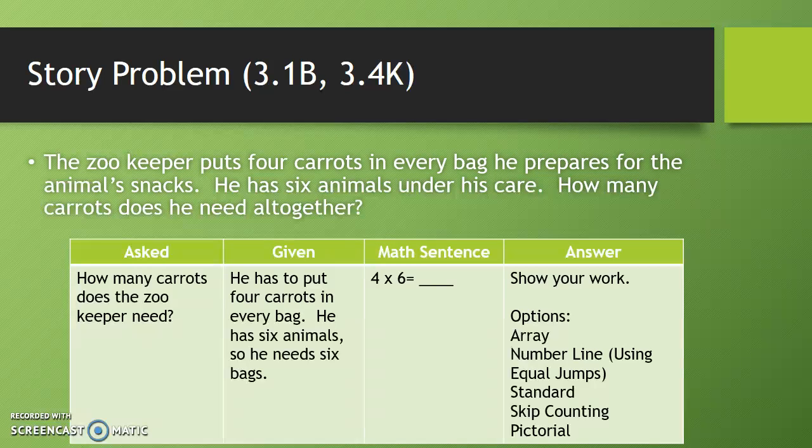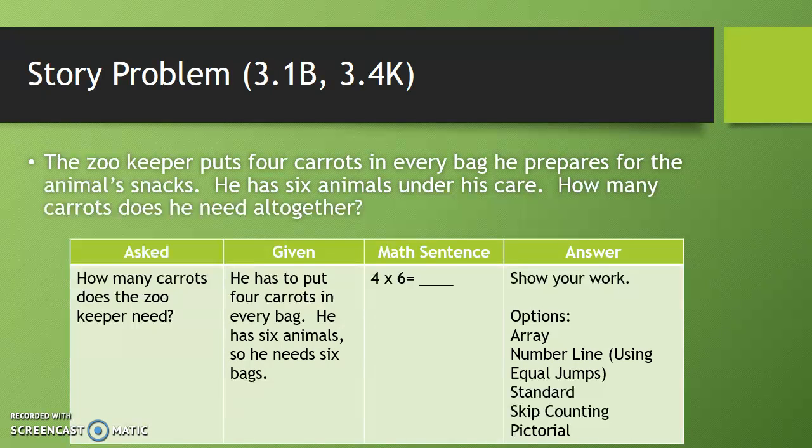Now, please notice that I worded it a little bit differently than it has it in the question. I didn't just repeat the last question. I thought about the information in the story problem, and that's how I worded my question. Now I want to see, what did the story problem give me? It told me that he has to put 4 carrots in every bag, but he has 6 animals that he has to feed. That means he needs 6 bags.